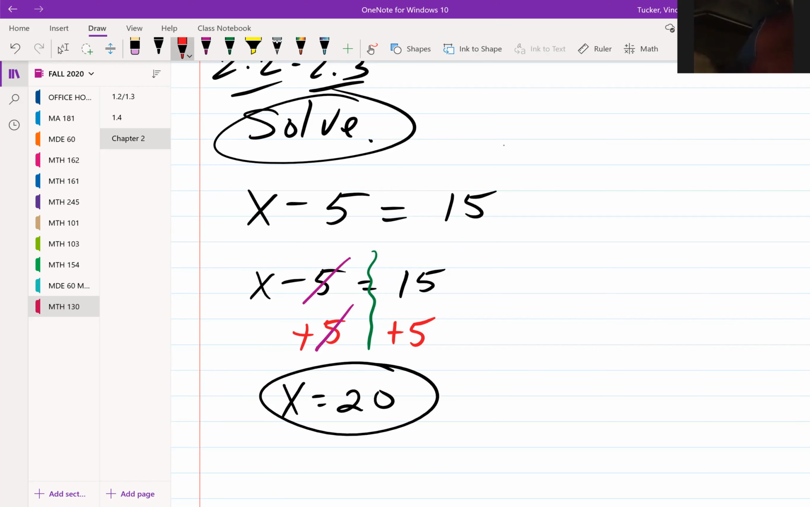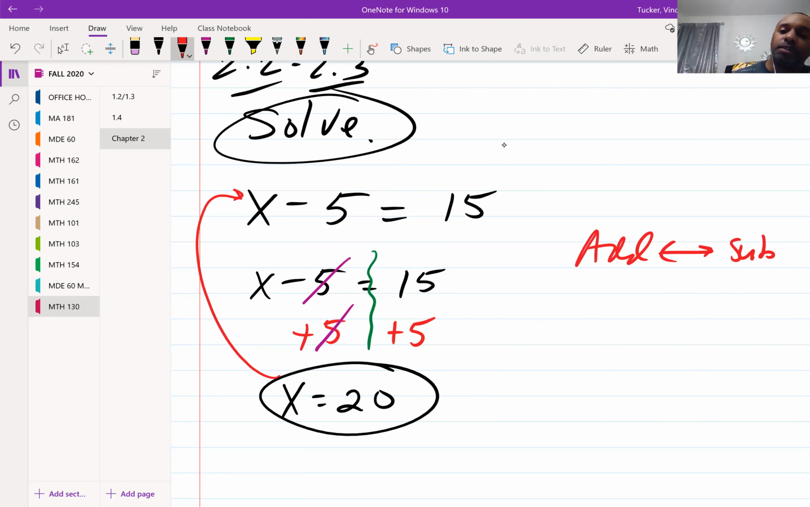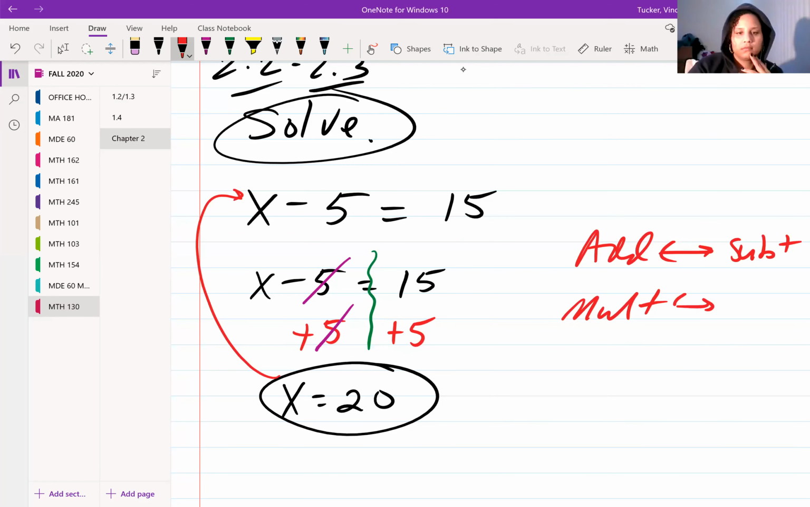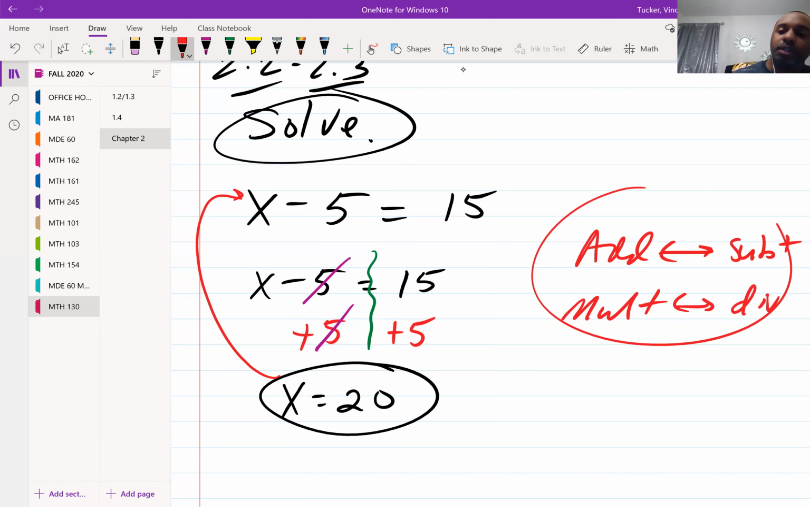Also, don't forget that if you ever want to check, you can always plug it back into your original equation, and it should give you a true statement. 20 minus 5 is 15. 15 is equal to 15. All right. So that's the foundation of what you're going to be doing when it comes to solving your equations. You're doing the opposite operation, addition and subtraction. Our opposite operations, multiplication and division, are opposite. In other words, they undo what the other one does.